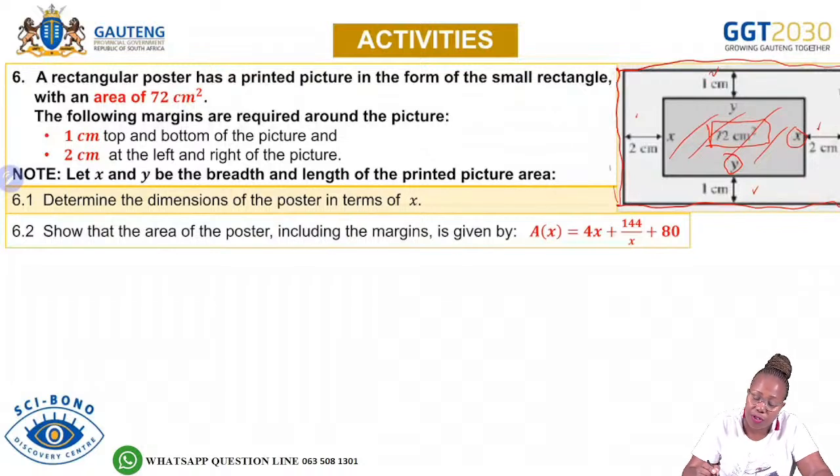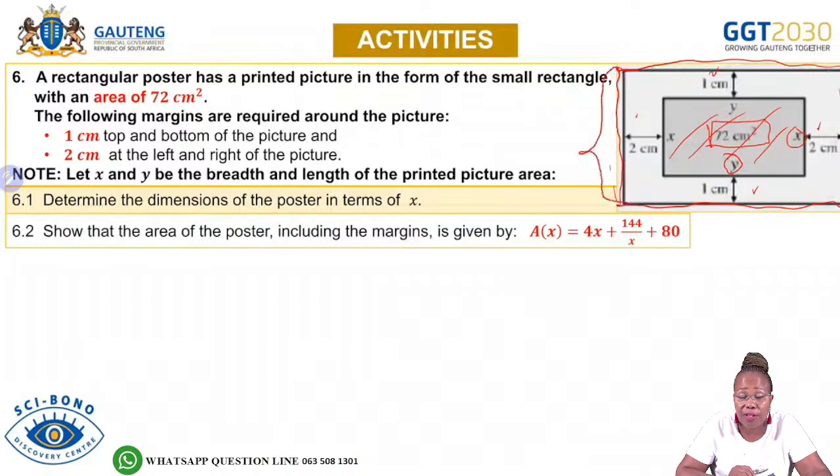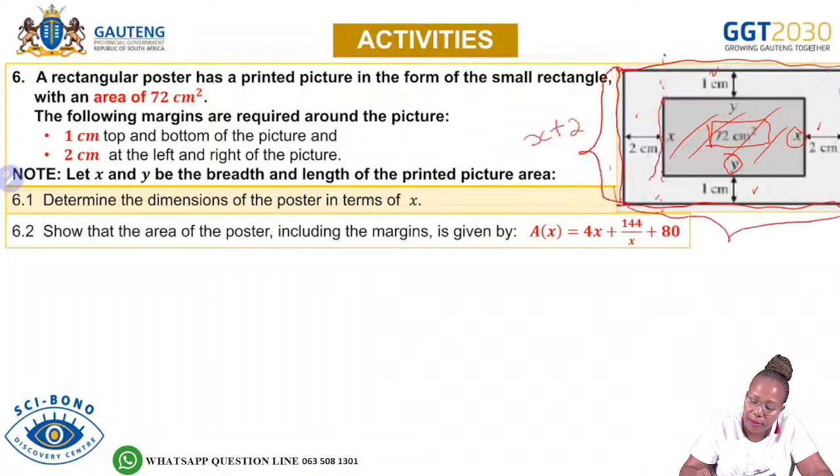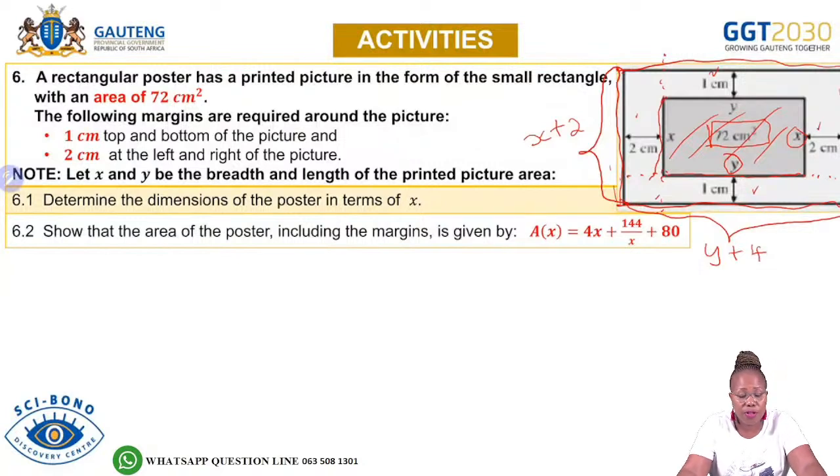So look at this now, grade 12. If I'm taking the whole side there, the breadth of the poster, so can you see now the picture is having x here, but for the poster now I will be adding that one there and another one there. So it will be x plus 2 for the poster. And then for the length of the poster there, I'm having a y from the picture there, but this is adding 2 centimeter on the side there. That means it will be y plus 4 centimeters for my poster.